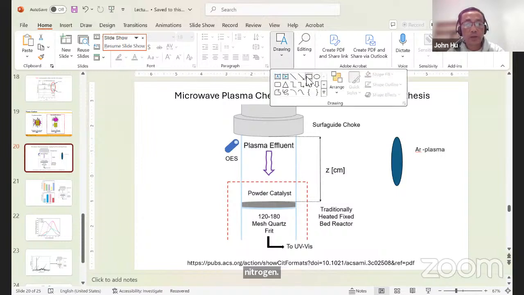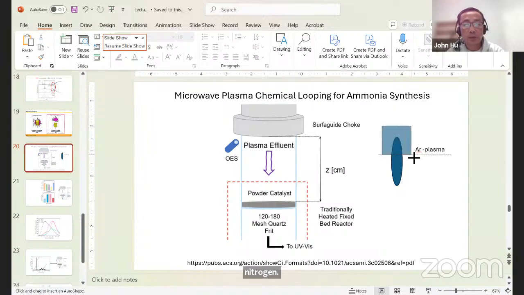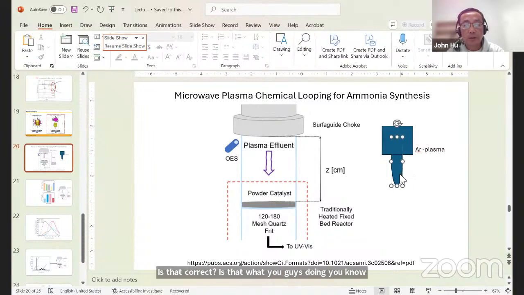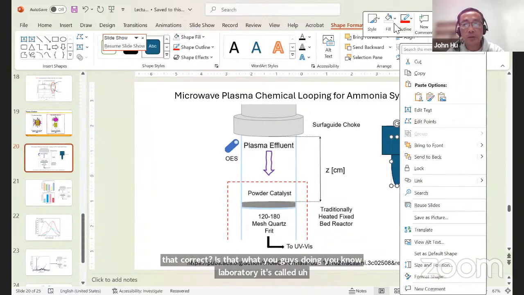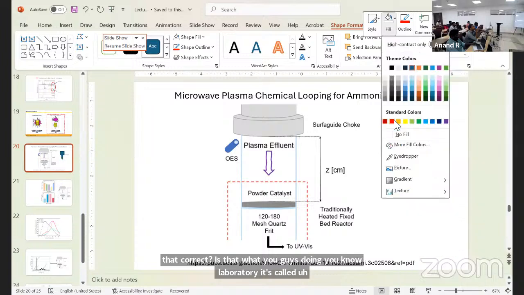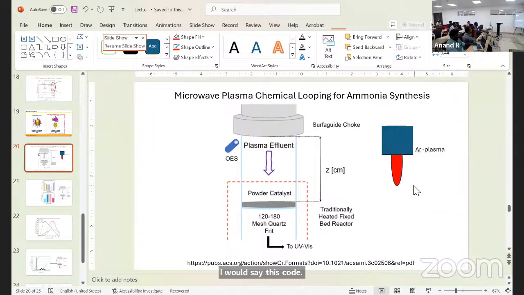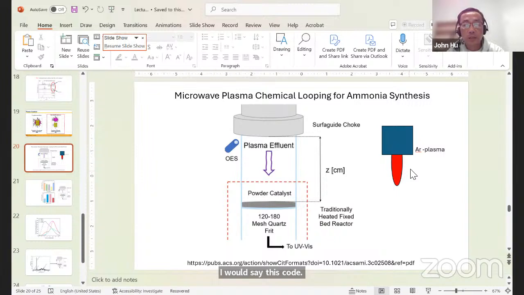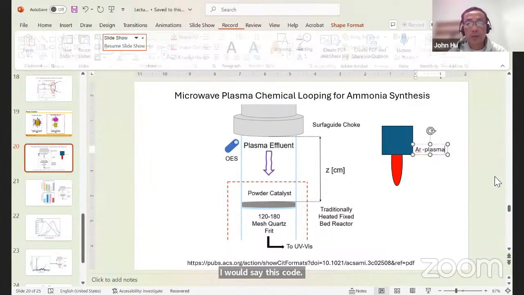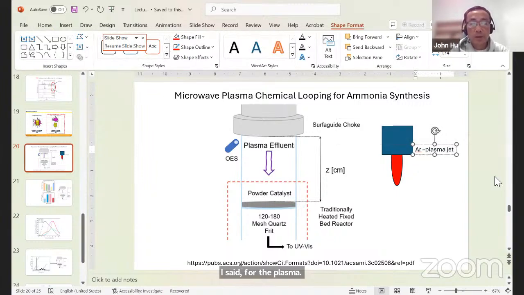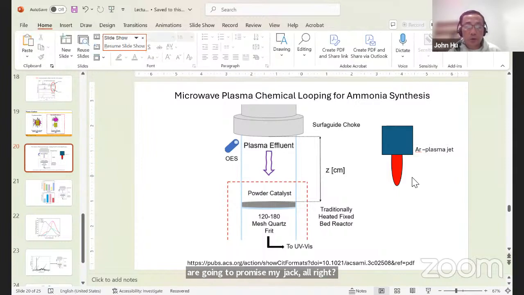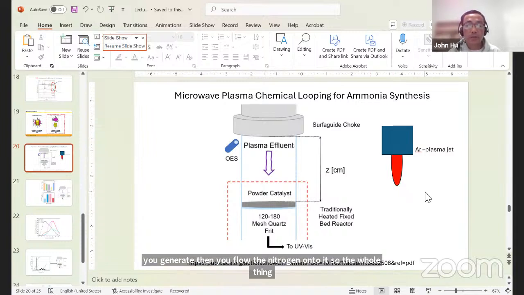Is that what you are doing in your laboratory? I think it's called an argon plasma jet. You generate it, then you flow the nitrogen onto it, and the whole thing will be in the reactor. You follow me?